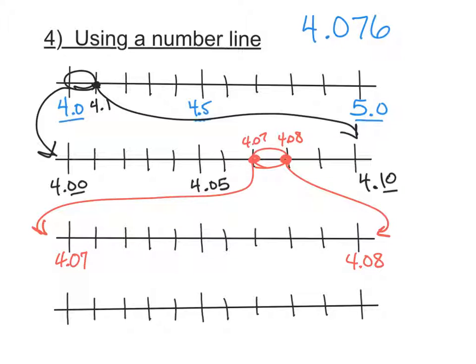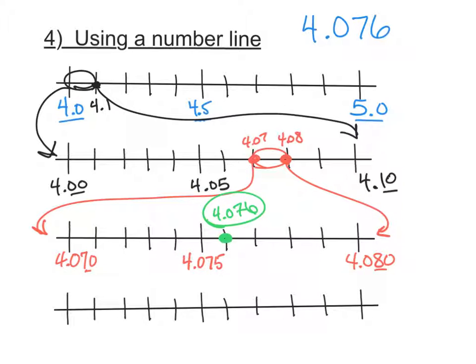Now what's halfway between 4.07 and 4.08? Again, it helps me if I look at this as 70 and 80, comparing the same number of decimal points, because I know halfway between 70 and 80 is 75. So I know that my digits before stay the same. 4.075 is halfway in between. So now I've got 4.07, 4.071, 4.072, 4.073, 4.074, 4.075, 4.076. I've found it. 4.076 will be located exactly here.